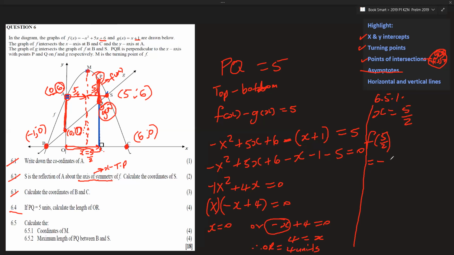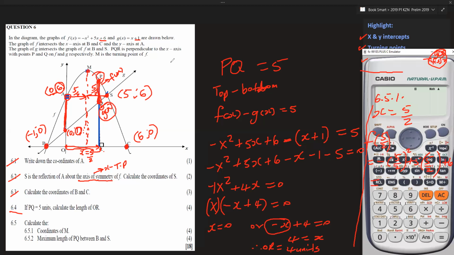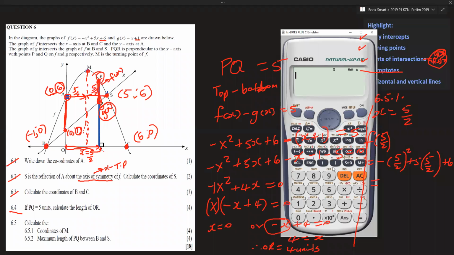So I have a negative. Where there's x, you open bracket, you put 5/2. Then there's a square there. Then I have plus 5. And then I have x. Where I see x, I open a bracket, I put this. Then I have plus 6. Then now we can press this on a calculator to get our solution, right? Let's see what our calculator gives us.